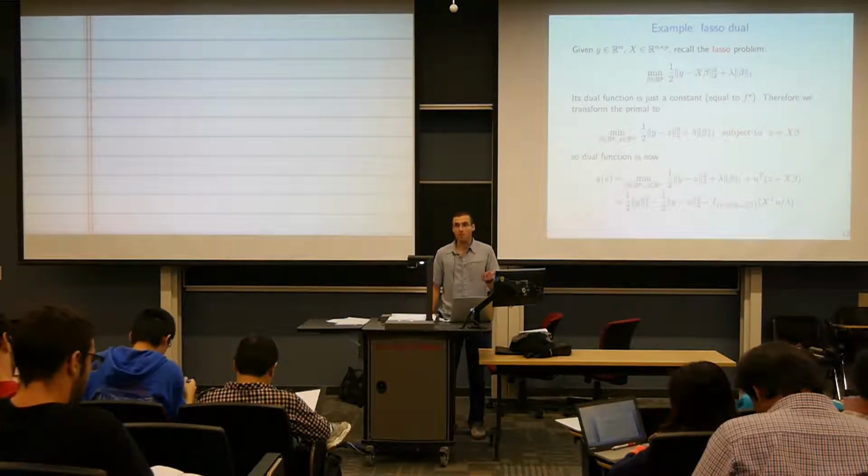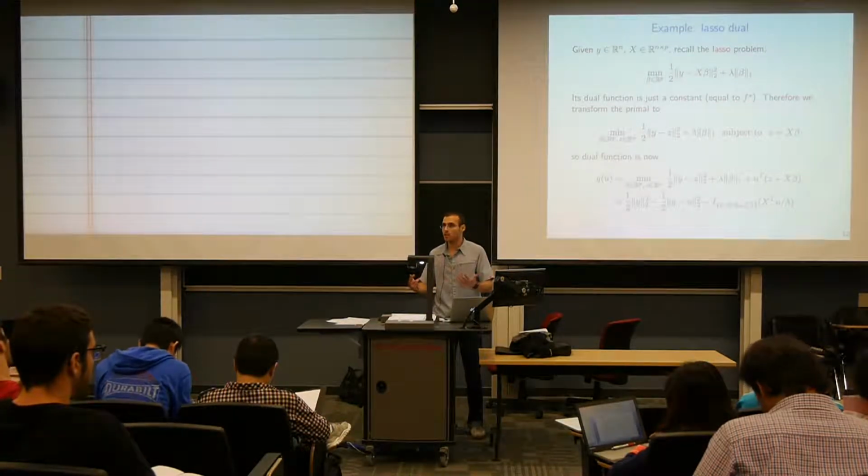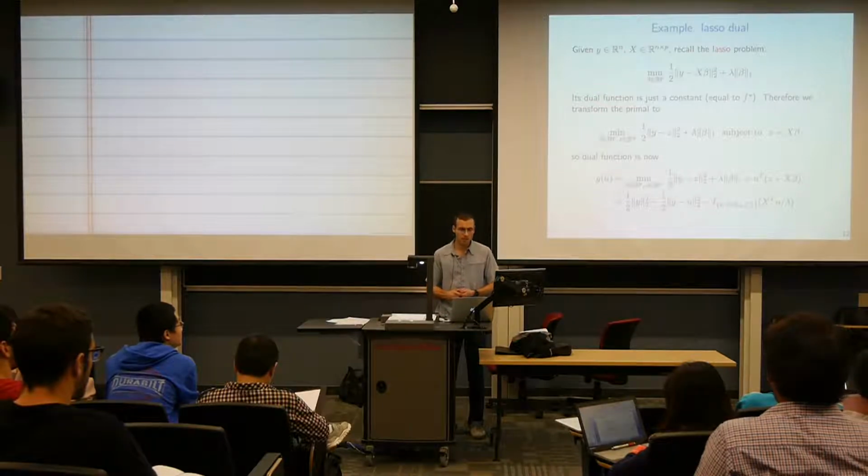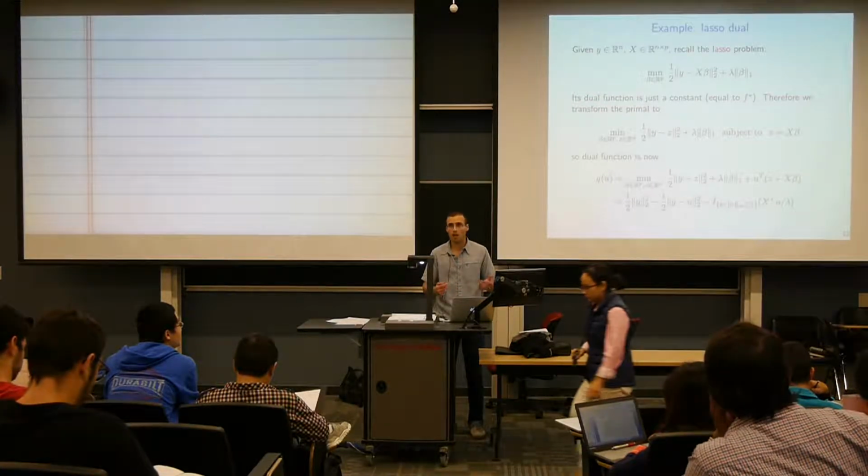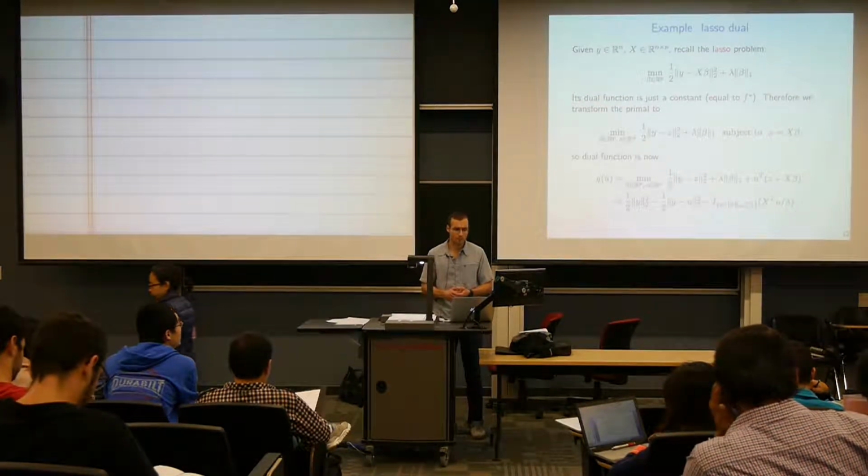So we've derived the SVM dual so far. It's a dual that you always see in a basic ML class. How about the Lasso dual? Another common problem we see. What's the dual of the Lasso problem?